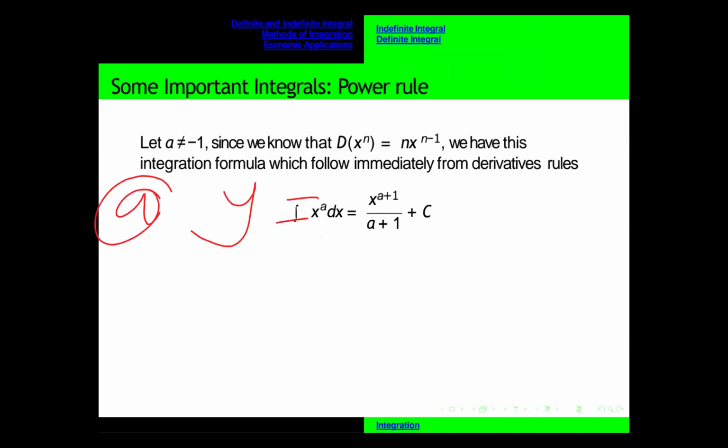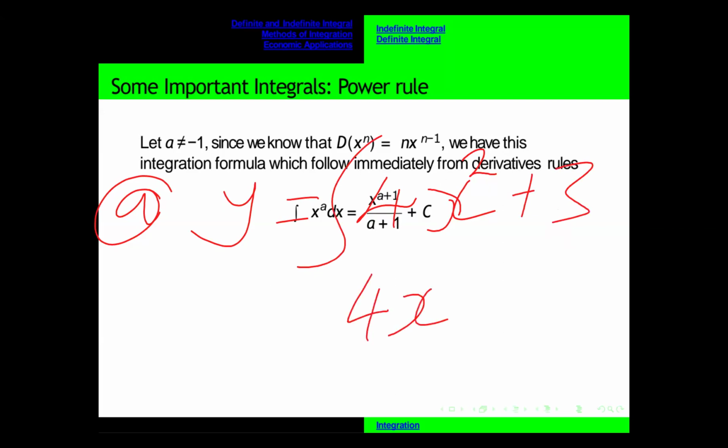Let's have the first one. So y is equal to 4x raised to the power 2 plus 3, the constant. Let's find the integral of this, integrate this function. It will be 4x to the power 3 divided by 3, yeah?